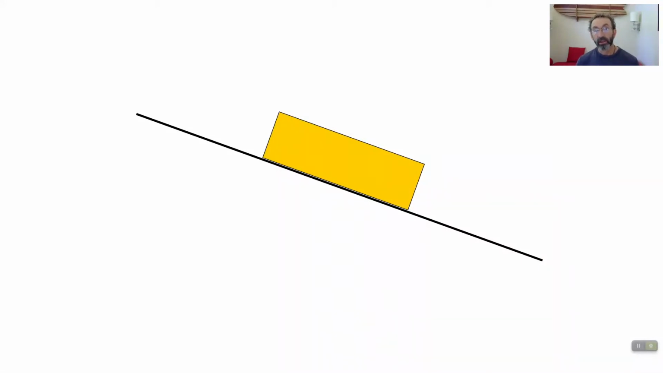Some of you may recognize this setup. This is your classic sliding block on a plane. So you might have seen something like this if you took physics in high school or an introductory class to physics in college. And the idea is that it's just a simple block. In this case, you could think of it as a brick on a piece of wood, on a plank of wood that's inclined at an angle.